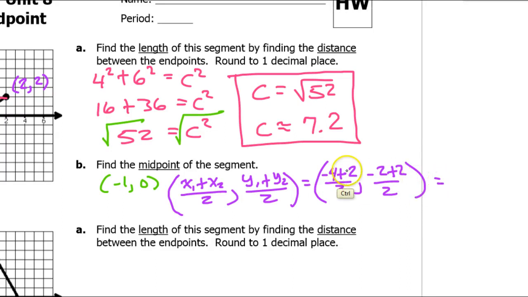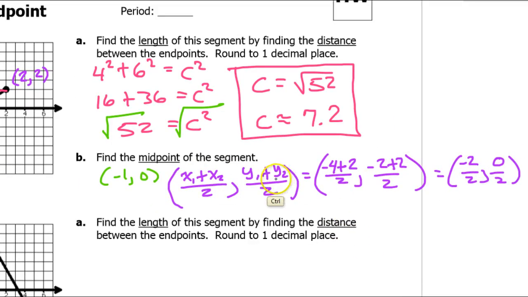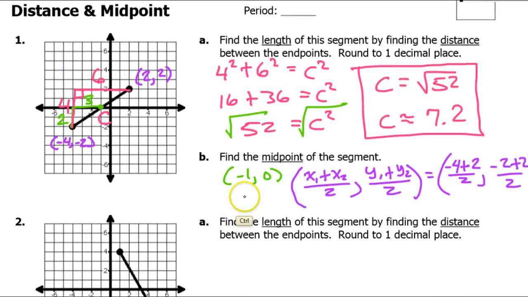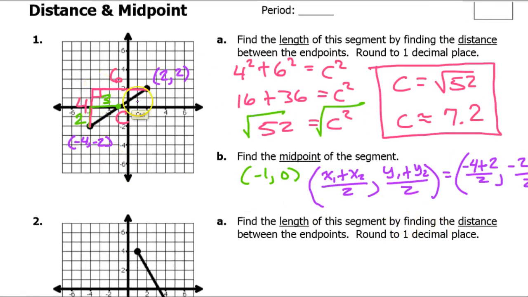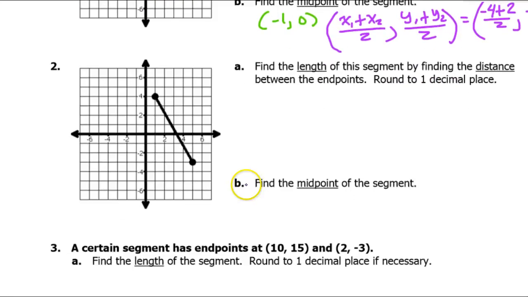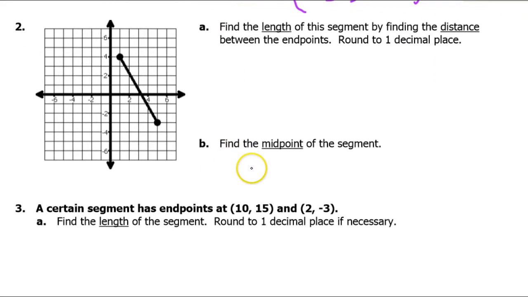So then what would happen? -4 plus 2 is -2, so that'd be -2 over 2. -2 plus 2 is 0, so that'd be 0 over 2. And then you can see -2 over 2, that's -1. And 0 over 2, that's 0. So we would get the same answer. And sometimes you have to use the midpoint formula if the midpoint falls between the lines in a weird way. Like if the midpoint came out to be approximately 7.2, probably we couldn't have found it just by using the graph. But when you can find it using the graph, that's usually the quickest way.